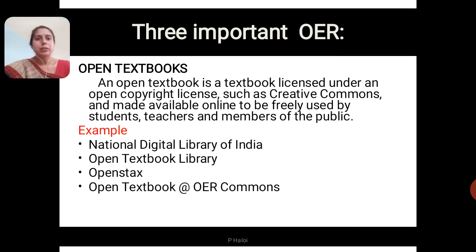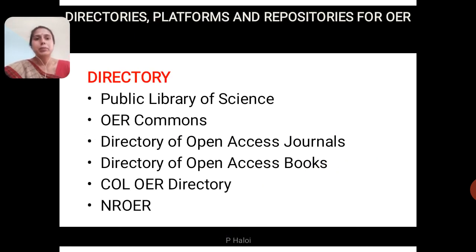Open Textbooks are textbooks licensed under an open copyright license such as Creative Commons and made available online to be freely used by students, teachers and members of the public. Examples are National Digital Library of India, Open Textbook Library, OER Commons.